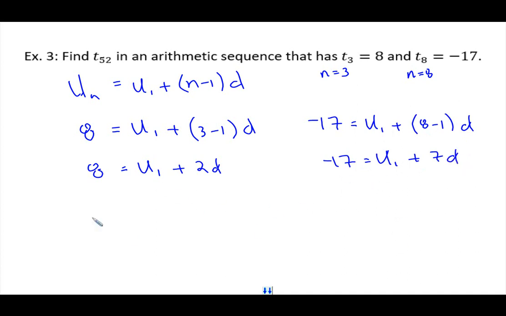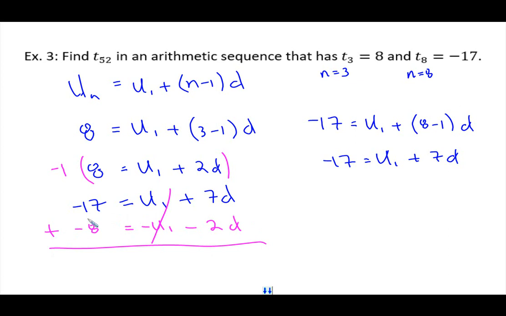And then we're going to set up a system again, right? So negative 17 is equal to u sub 1 plus 7d. And like we did with the last problem, I want the u sub 1s to eliminate, so I'm going to multiply one of these equations by negative 1. It doesn't really matter which one. Let's say I multiply this top one, everything by negative 1. So I'm going to end up with negative 8 is equal to negative u sub 1 minus 2d. So when I add these two equations now, the u sub 1s eliminate, and this will give me negative 25 when I add them. 7d and negative 2d is going to give me 5d. Alright, so d is going to turn out to be negative 5.